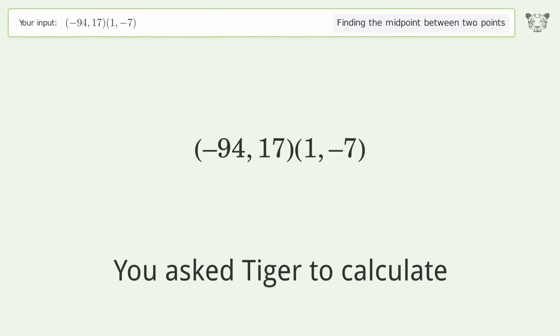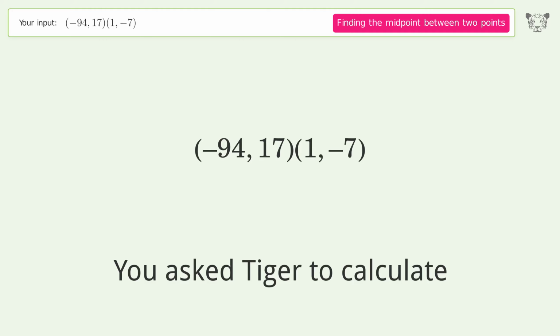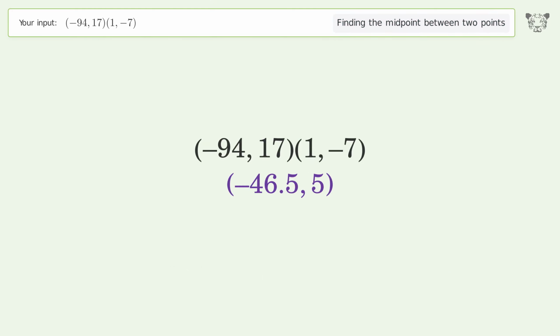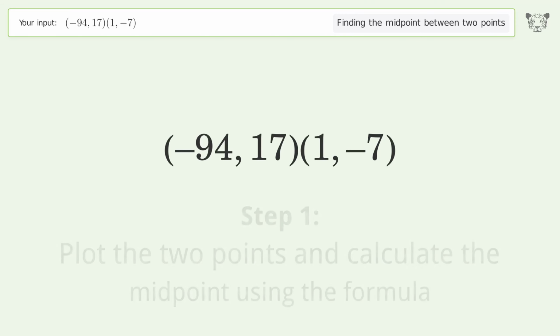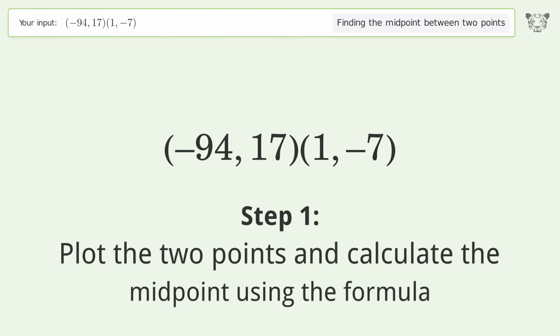You ask Tiger to calculate. This deals with finding the midpoint between 2 points. The midpoint between the 2 points is negative 46.55. Let's solve it step by step. Plot the 2 points and calculate the midpoint using the formula.